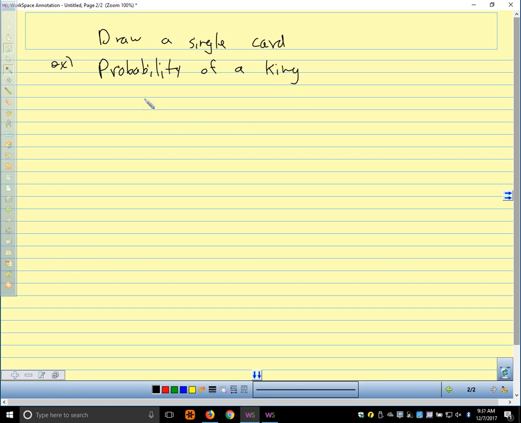And the way we write this, we write P of king, probability of king. Well, for our deck of cards, how many total outcomes are there? How many ways can we draw a single card? 52. And how many kings are there? 4. So 4 out of 52, which is 1 out of 13. So we have a 1 in 13 chance of drawing a king.